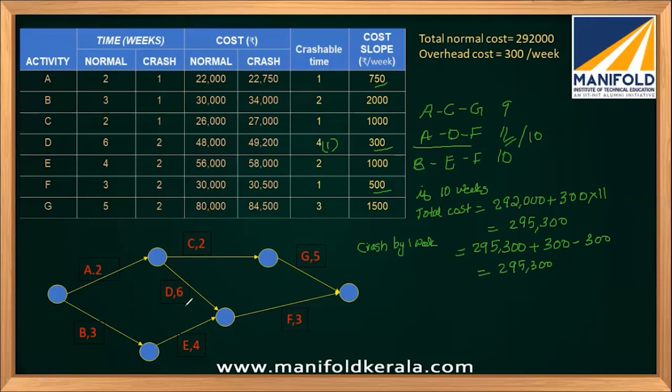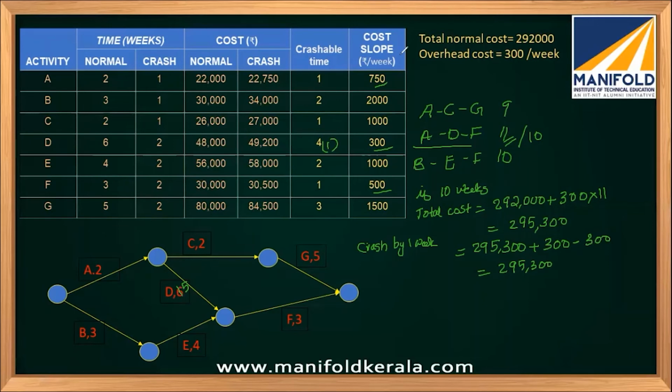Now here also the duration will be 5. This will be 5 here. Now suppose I want to reduce 1 more week. What will I do? Now I have to see, there are 2 critical paths. ADF is 10 weeks and BEF is 10 weeks. So there are 2 critical paths.